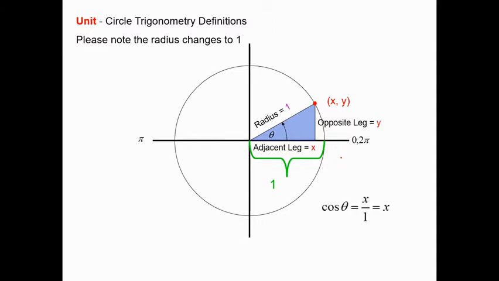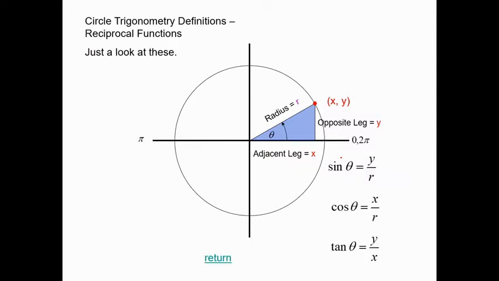And now the cosine theta is equal to x over 1, which is just equal to x. So now cosine, we can link to x. And then the tangent is just your y over x value of the ordered pair. Okay, so notice the sine becomes y, the cosine becomes x, and your tangent theta is y over x. So this simplifies down compared to what you were doing with math 2.